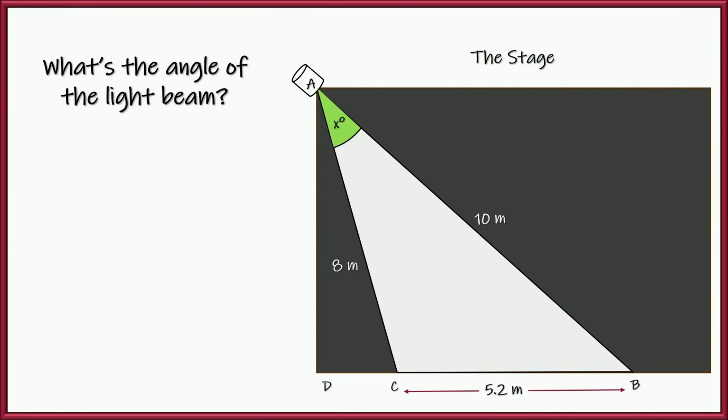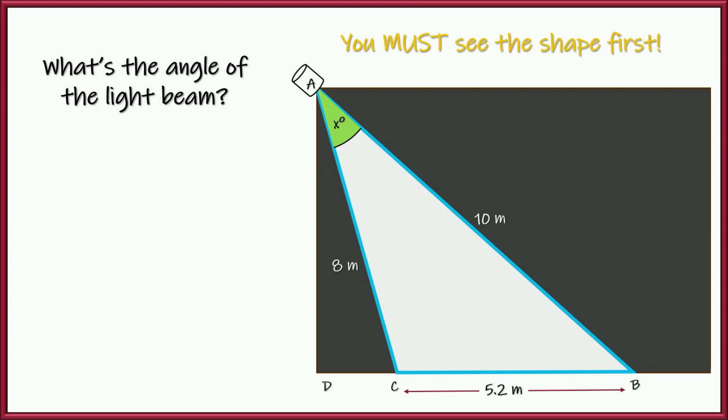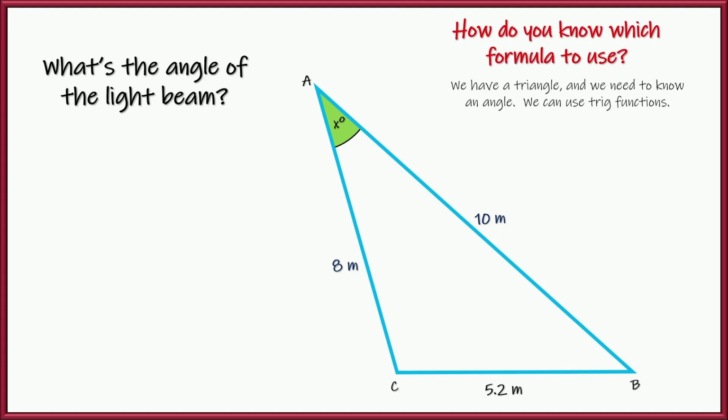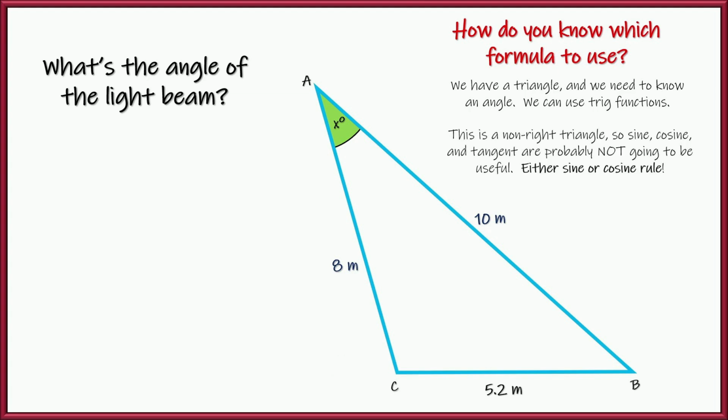So what's the angle of the light beam? Well, let's see what clues we have. We've got three sides of a triangle, and I guess the tricky part is actually seeing the shape that you have. So we've got this triangle right here. If I take it out of the context, this is what I've got. Now the next tricky part is figuring out what formula you can use. Since we have a triangle, we're going to use some trigonometry. We can't use the Pythagorean theorem because it's not a right triangle, so we're going to use either the sine or the cosine rule.